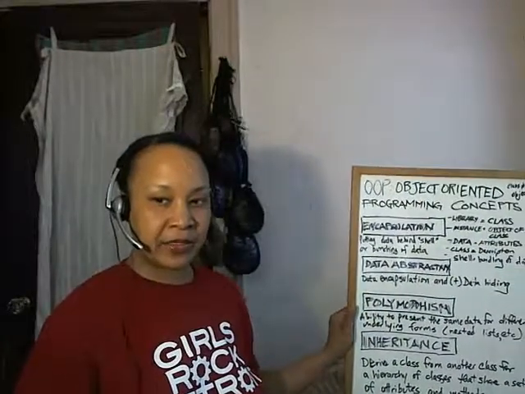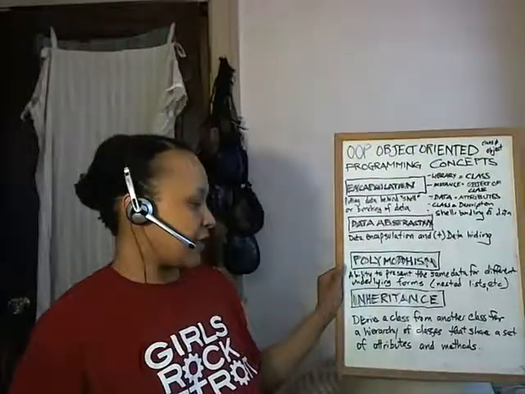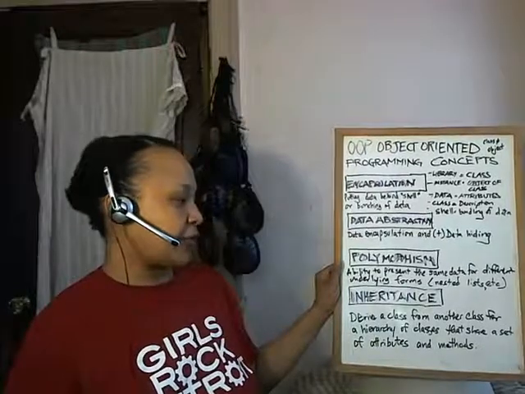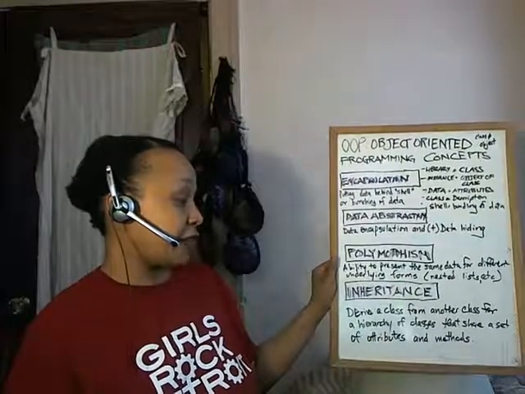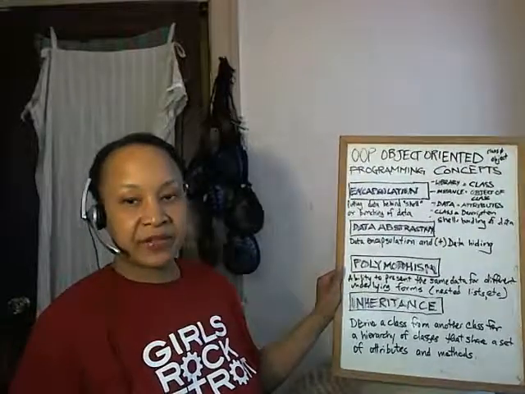And the final concept we're going to look at, and I hope we can get this on my video, is inheritance. Inheritance is the concept of deriving a class from another class for a hierarchy of classes that share a set of attributes and methods. And this is where our programs begin to work.